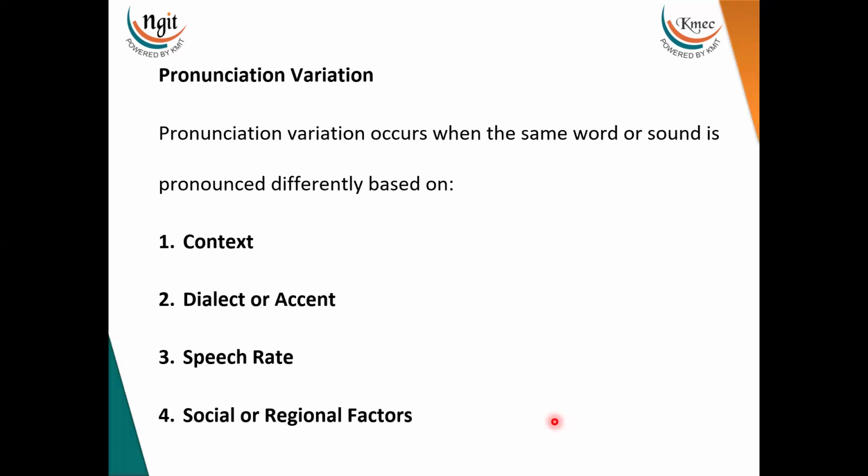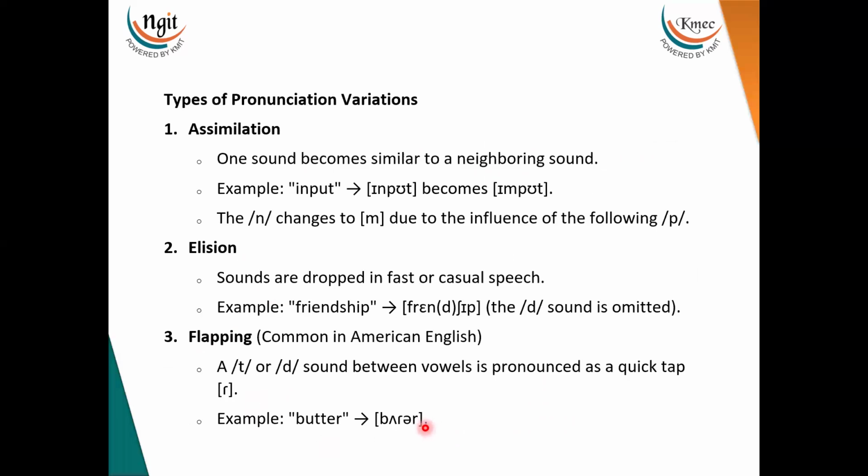Then we talk about pronunciation variation. Pronunciation variation occurs when the same word or sound is pronounced differently based on context, dialect or accent, speech rate, social or regional factors. So what are these? We'll see.